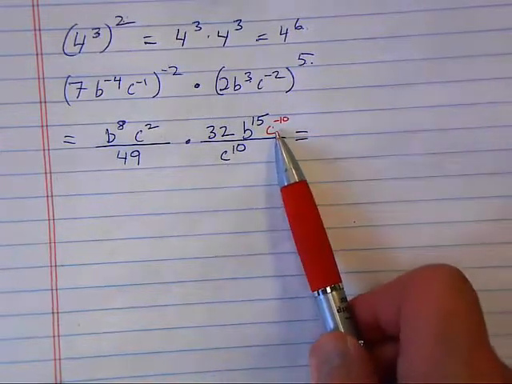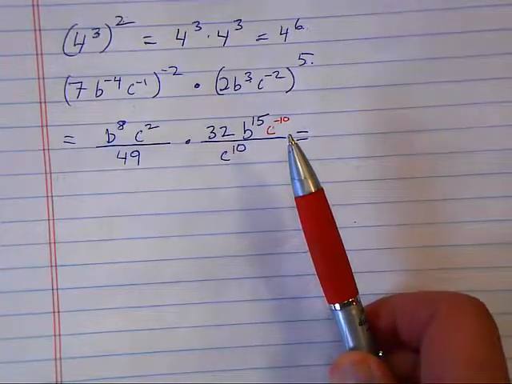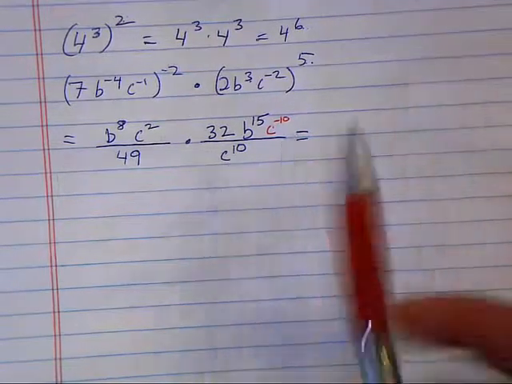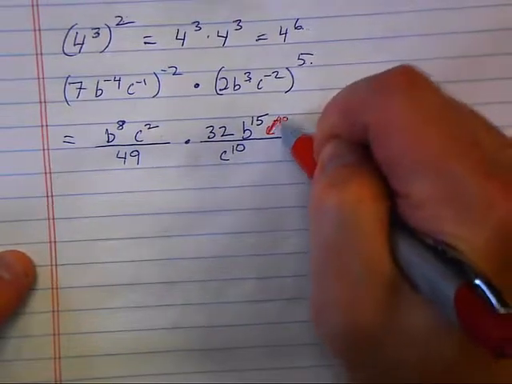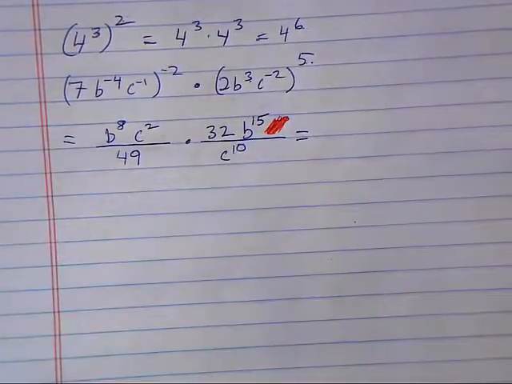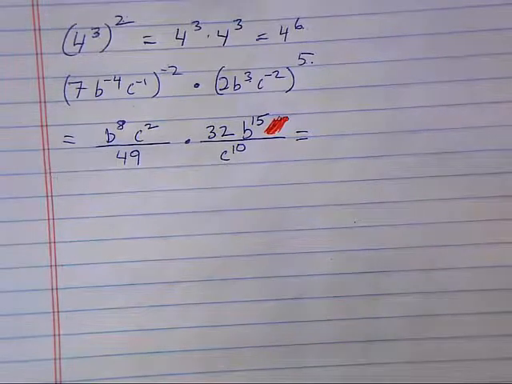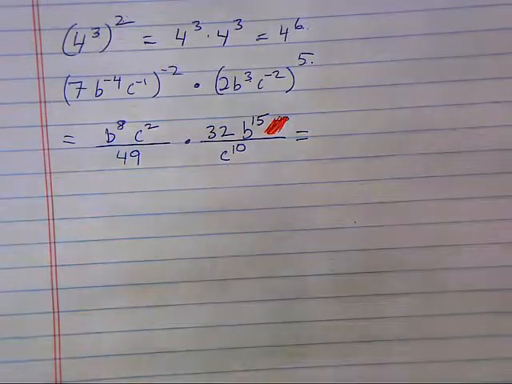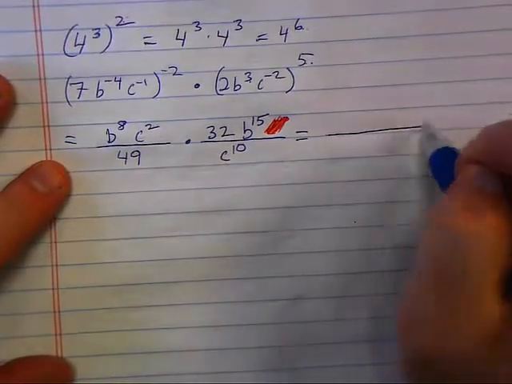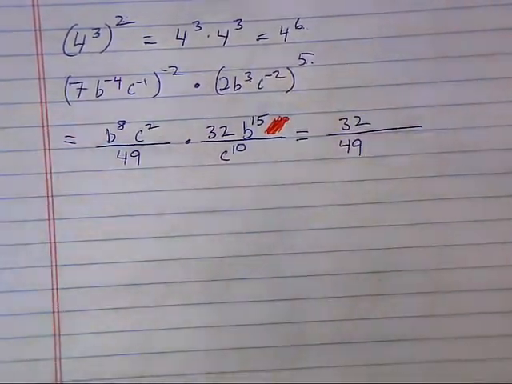Other people like to keep that c to the minus 10 on top and get rid of all the minus signs at the end of the problem. Whichever way works for you is fine. All right, so I'm going to cross that out because it doesn't belong there in this problem. Now I simplify it. I look at my numbers first. I've got a 32 on top and a 49 on bottom. Can I reduce 32 over 49? No? Nothing in common? Okay. So my final answer will have a 32 on top and a 49 on bottom.